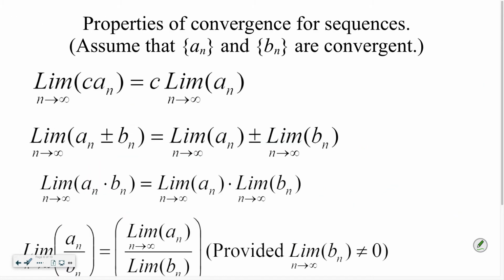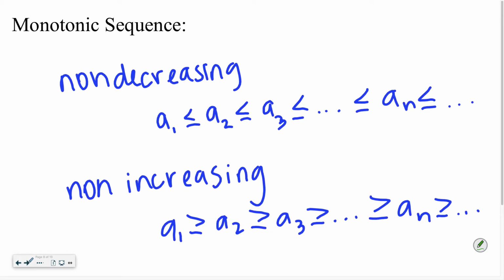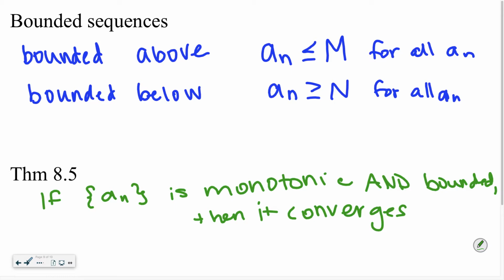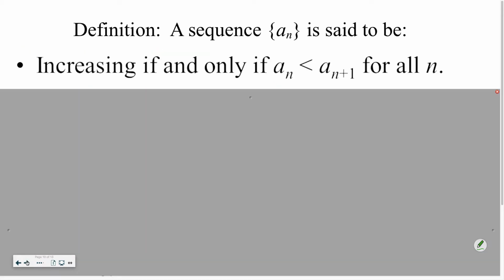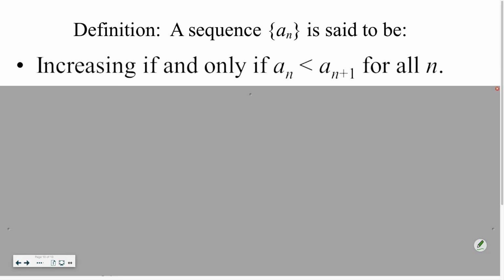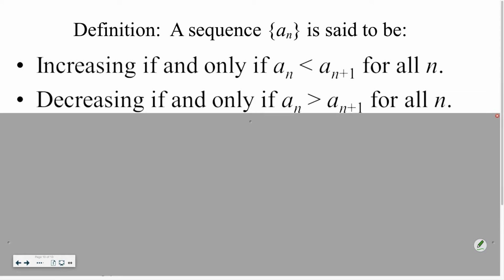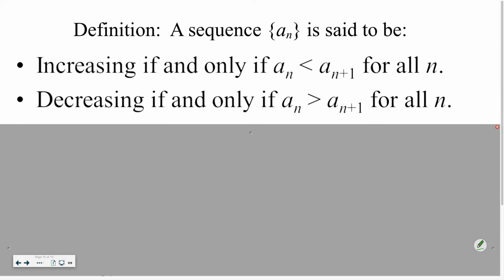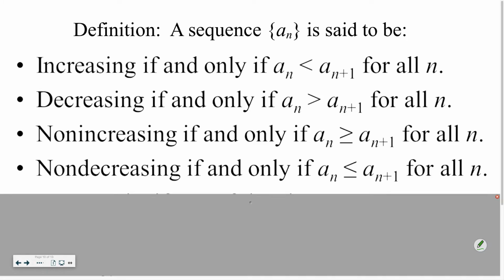I don't want you to get too hung up on the bounded, because it will be obvious what it's bounded by, okay? The monotonic is what I want to work on, okay? Don't write this down. Let's just talk about it. If we have an increasing sequence, then a sub n is always less than the next term, right? And if we're decreasing, a sub n is always bigger than the next term, right? And then if we relate that to non-increasing and non-decreasing, then we have the equality there. Okay? Take that in for a moment.